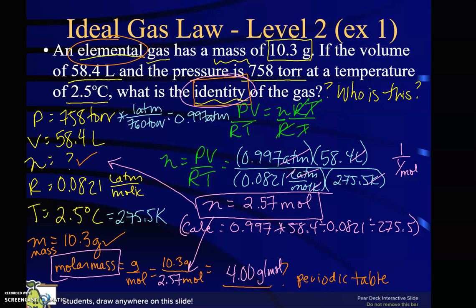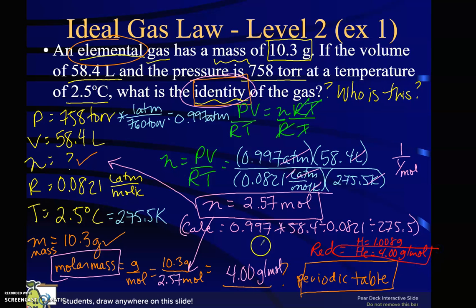And now we go hunting on our periodic table, looking at the elements in red that we colored, which means they are gases under normal conditions. Okay, hydrogen has a molar mass of 1.008. Helium has a molar mass of 4.0. Oh, then that must be helium. Yes, indeed.